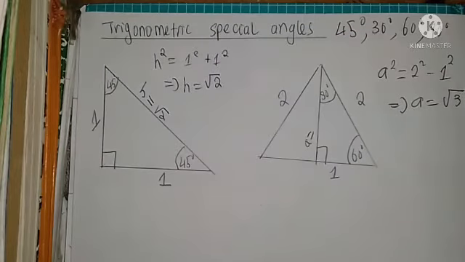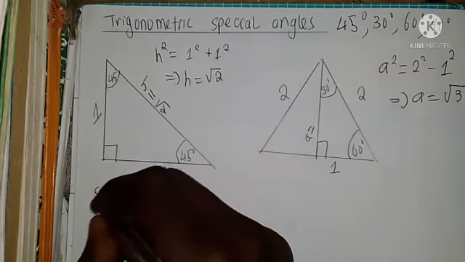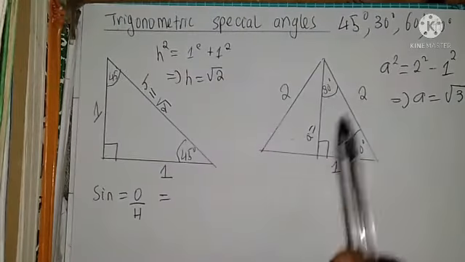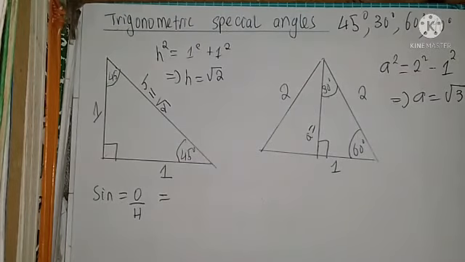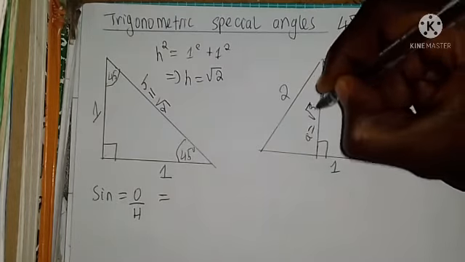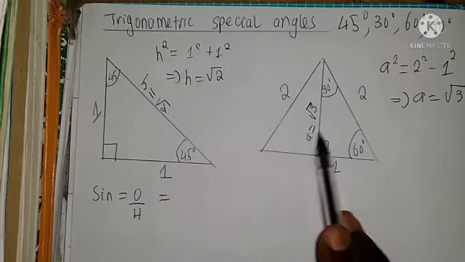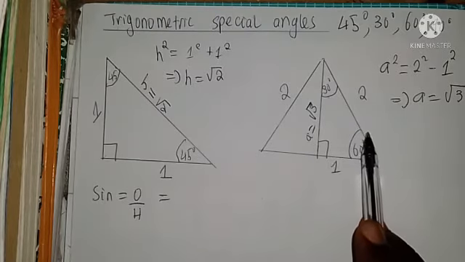Now let's begin to look for the values. Begin with sine. Let's start from 30, the smallest value, sine 30. We know that sine is equal to opposite divided by hypotenuse. So this is sine 30 here. Which value is opposite of it? The value opposite of 30 degrees is 1. The value adjacent to it is root 3, and the hypotenuse of this triangle here is 2.